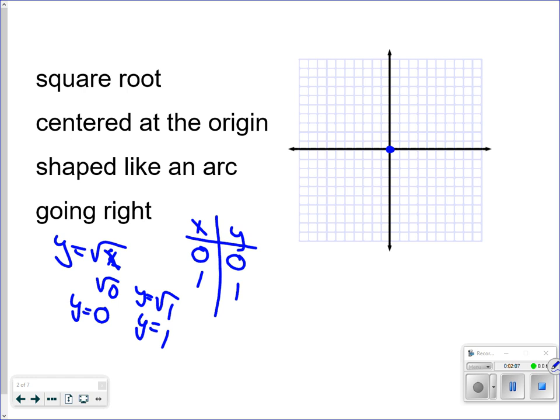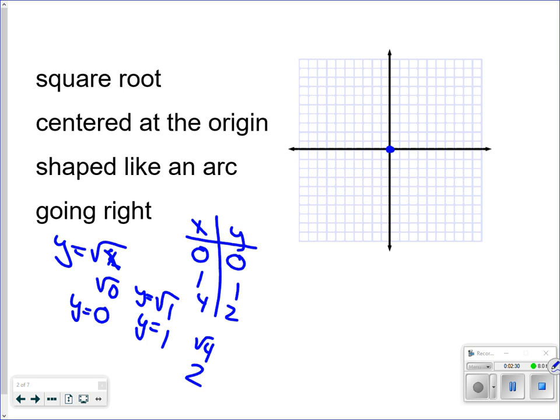And then if I look for one more point, so instead of 5 points, I'm just going to use 3 points to make this graph. If I think about the next perfect square in my list, that next perfect square is 4. So now if I take out the x and put in a 4, how much is the square root of 4? 2. So those would be 3 points that I could put together to make an arc.